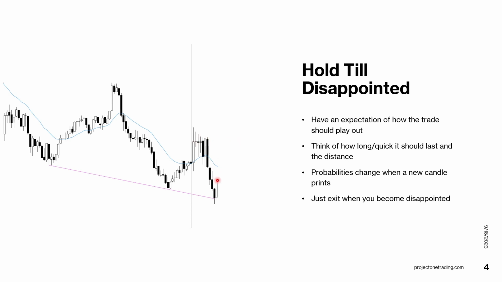But if I enter on this bar, so I just buy the close, and I see a very strong bear bar, the probabilities have changed dramatically. It's no longer 60% in my favor. So whenever you become disappointed, you just exit the trade. And if you're happy with how the trade is, just stay in it.